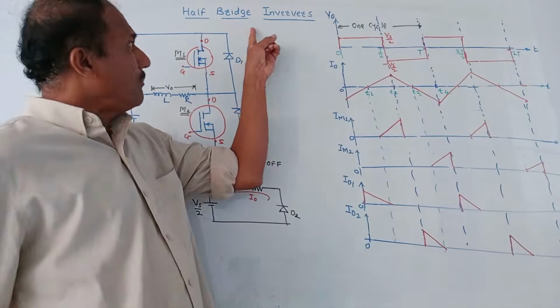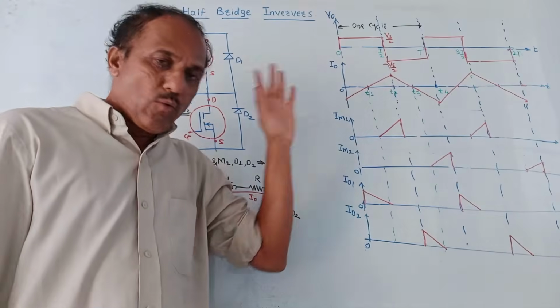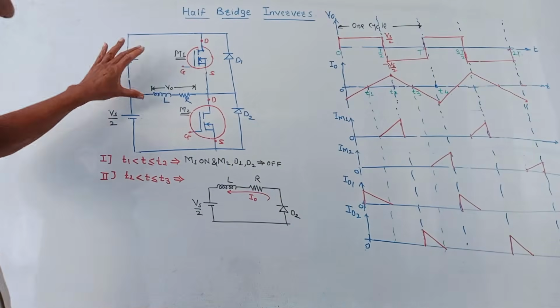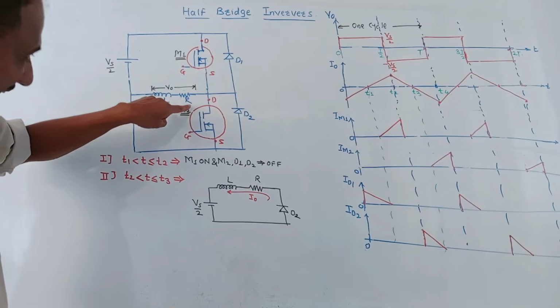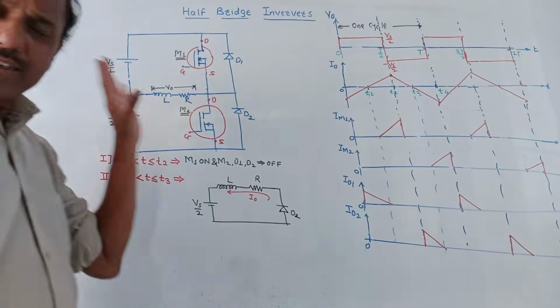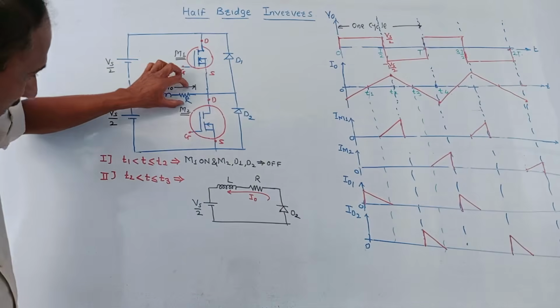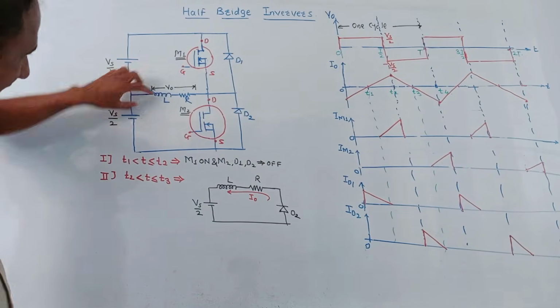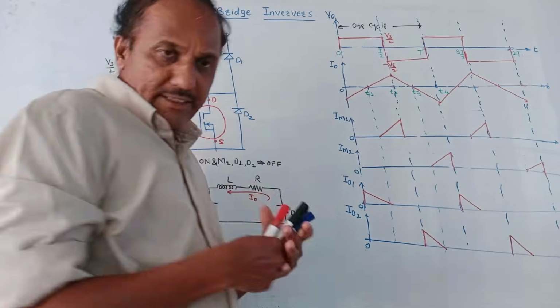Next is half bridge inverter using MOSFET or IGBT with RL load. We have studied the circuit and waveforms related to R load. Now it is RL, that is resistor and inductive load. As far as the circuit diagram is concerned, a small modification is there. In series with R, we have added inductor L. This is acting as a load. Now the waveforms are slightly different.